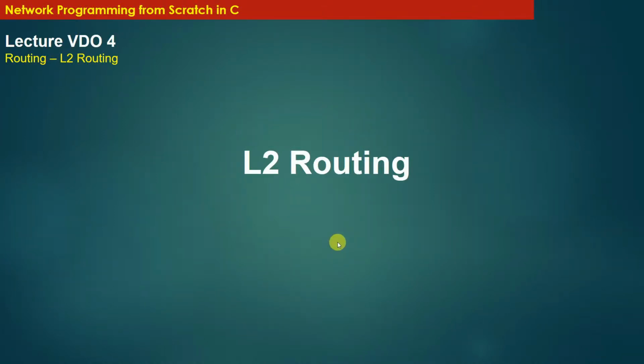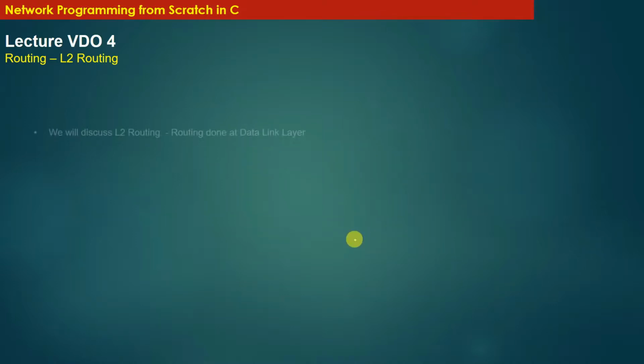So welcome back guys. In this module we will learn about L2 routing. So we will discuss L2 routing, that is the routing that is done at a data link layer. So remember, L2 routing is done at a data link layer.